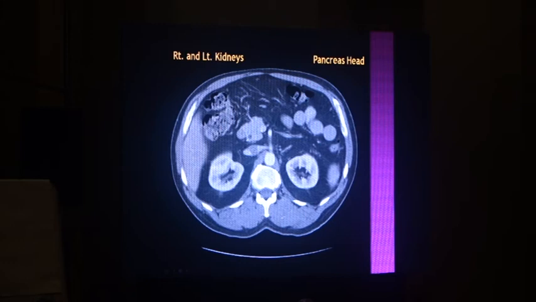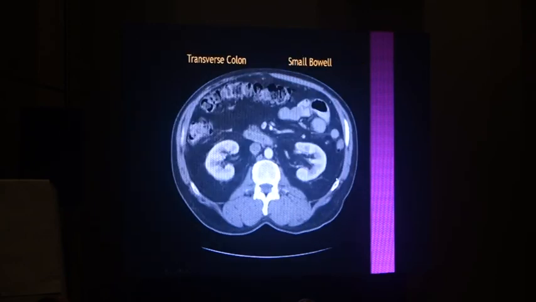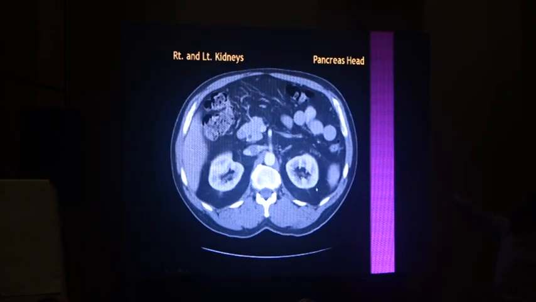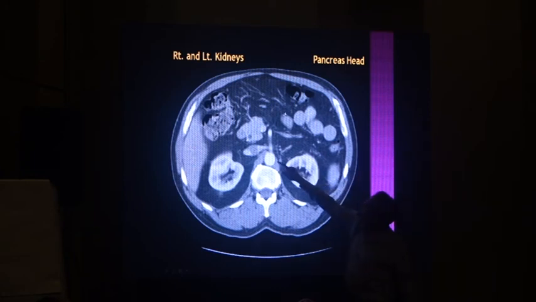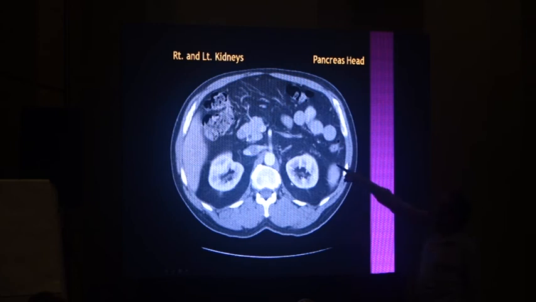Okay. Now we can see that this structure is disappearing. Back. Yeah. This is the lower pole of the spleen. Small gut, aorta, right kidney, left kidney.